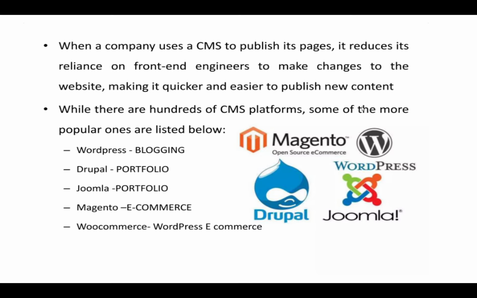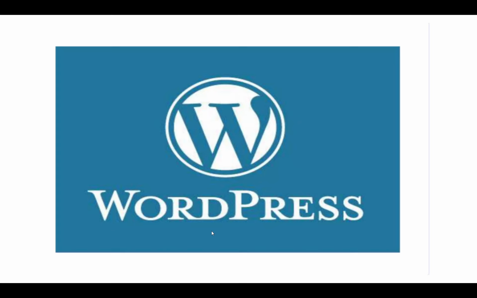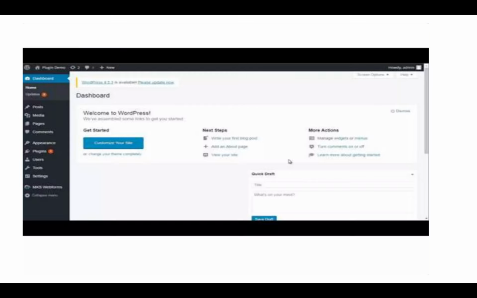While there are hundreds of CMS platforms, some of the popular ones are listed below. WordPress is for blogging. Drupal is for portfolio. Joomla is also for portfolio, and Magento is an e-commerce website, and WooCommerce is a WordPress e-commerce plugin. Here I will show you some examples or screenshots of WordPress that I have.